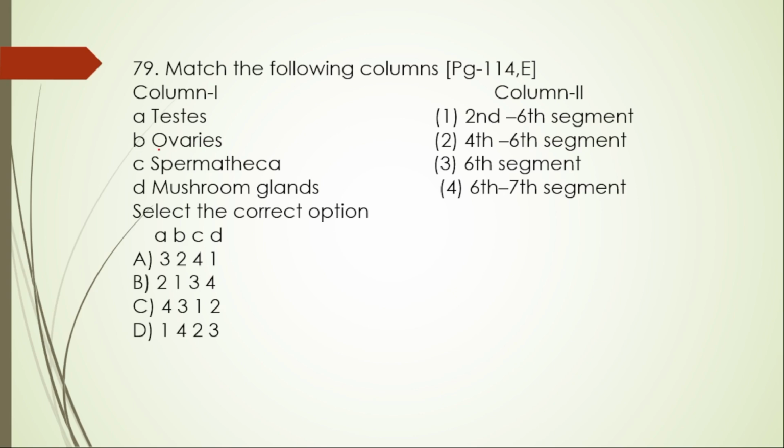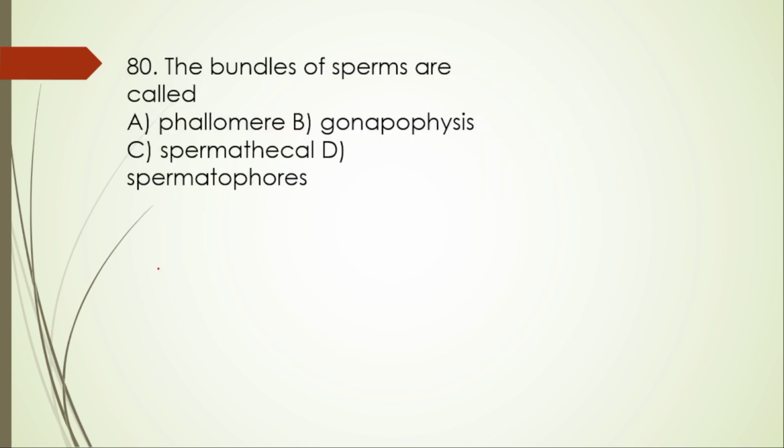Match column 1 with column 2. Testes, that is A. Testis is matching with a segment between the 4th and 6th segment. Ovaries, 2nd and 6th. A is 2 and B is 1. So the right option is B here.